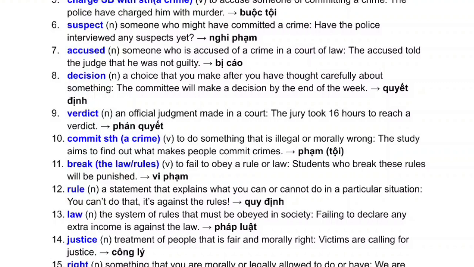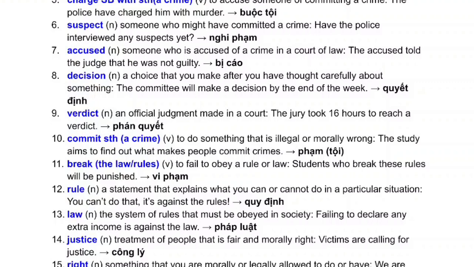Number 12. Rule. Rule is a statement that explains what you can or cannot do in a particular situation. Example, you can't do that. It's against the rules.